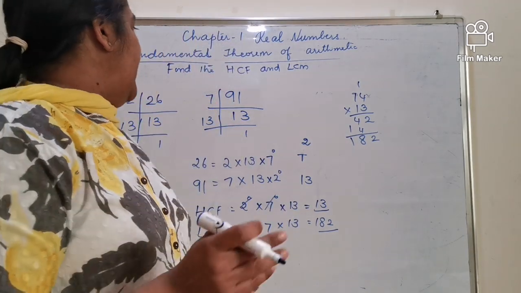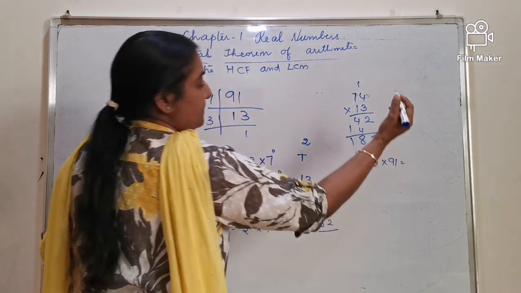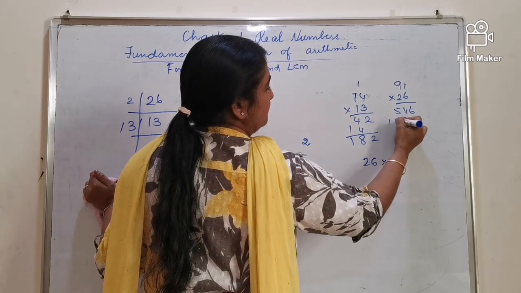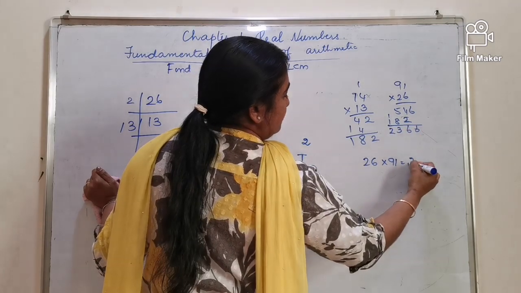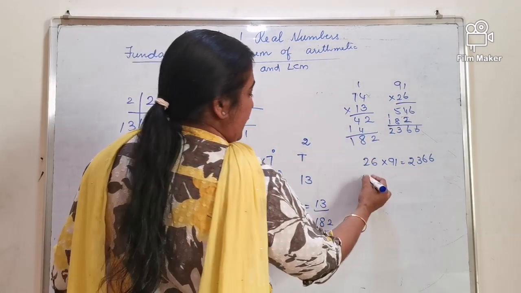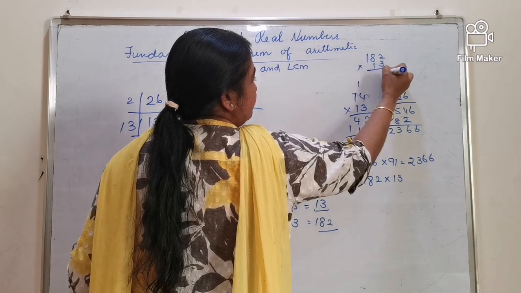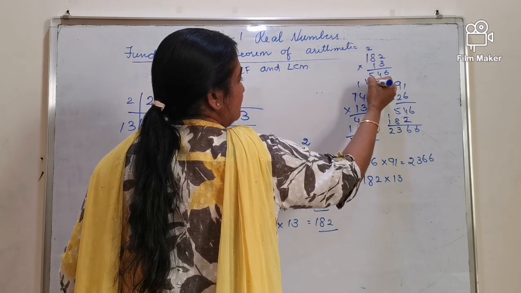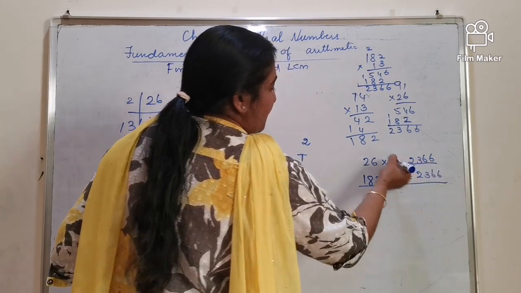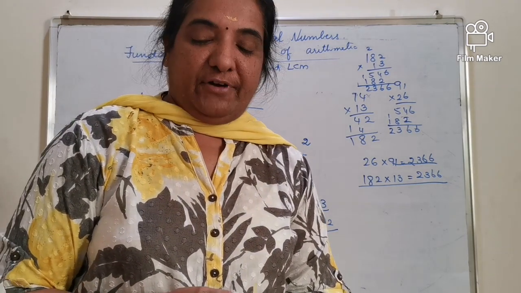The next part of the question asks you to verify that the product of the two numbers is equal to the product of their HCF into LCM. What are the two numbers under consideration? That is 26 and 91. 91 into 26, the product is 2366. What is the product of the HCF and LCM? 182 into 13. The answer is 2366, which shows that the product of two numbers being equal to the product of their HCF and LCM is verified.